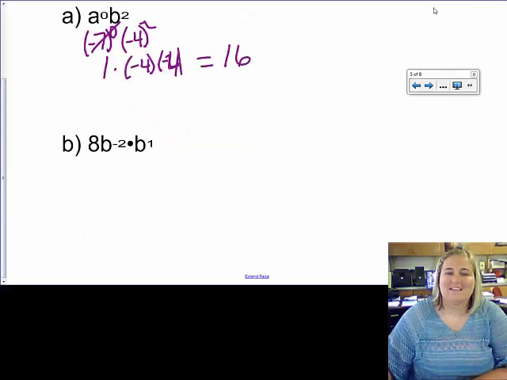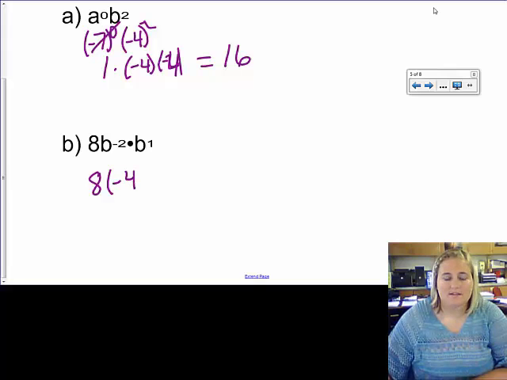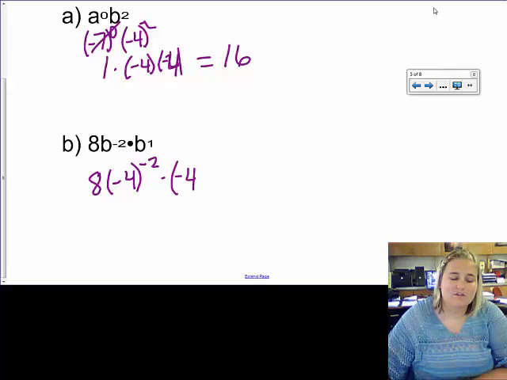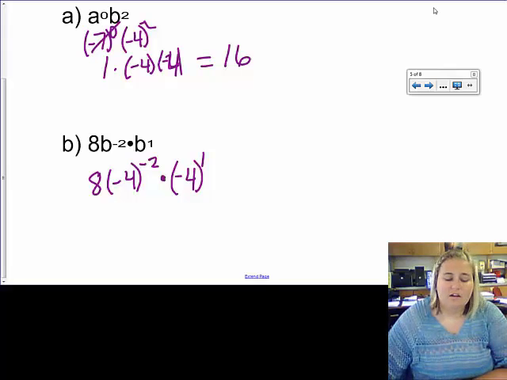On the next one, we're doing the exact same thing. So I have 8, and instead of b, I'm going to plug in negative 4, which is being raised to the negative 2nd power, times b, which again is negative 4, and it's being raised to the 1st power. This is multiplication. So the first thing that I need to do is follow my order of operations. Order of operations tells me that I have to do parentheses first, and I can't simplify anything inside of these 2 sets of parentheses.